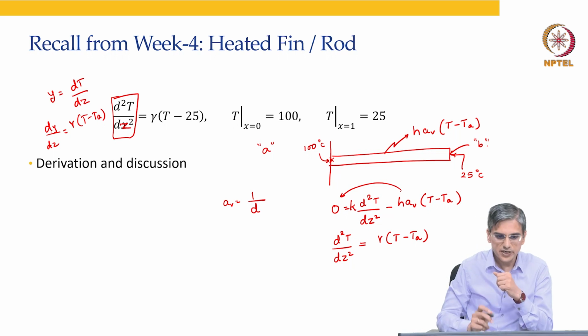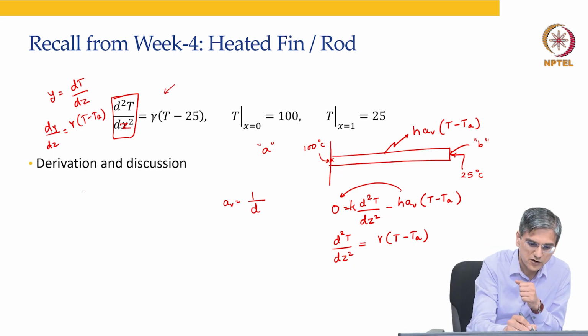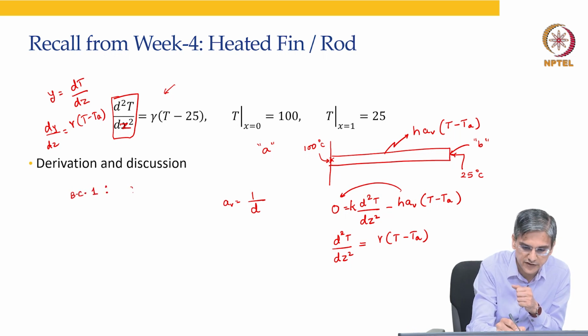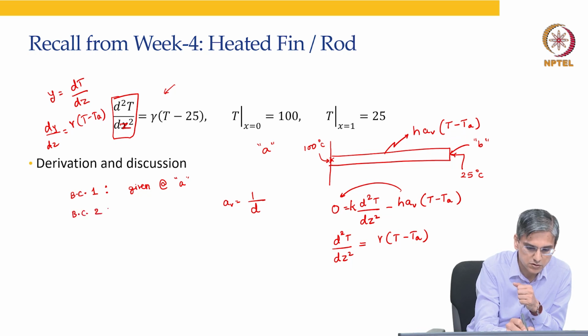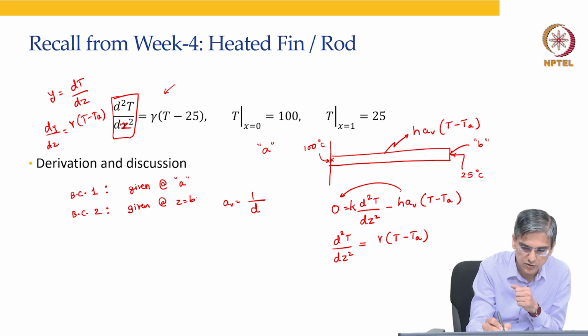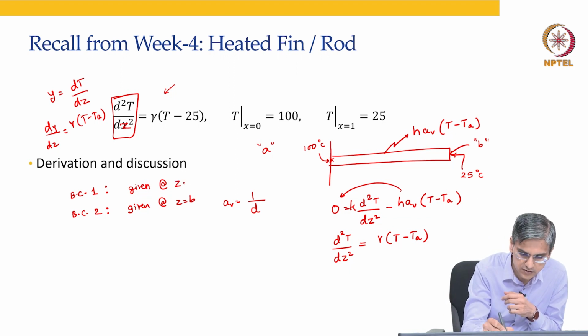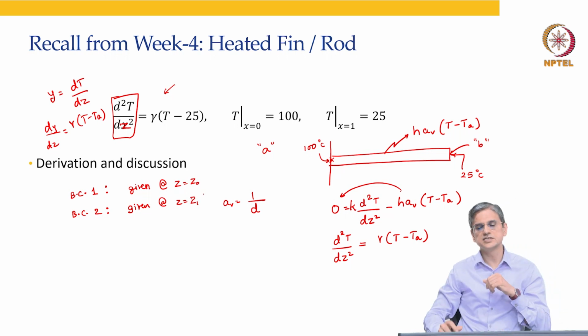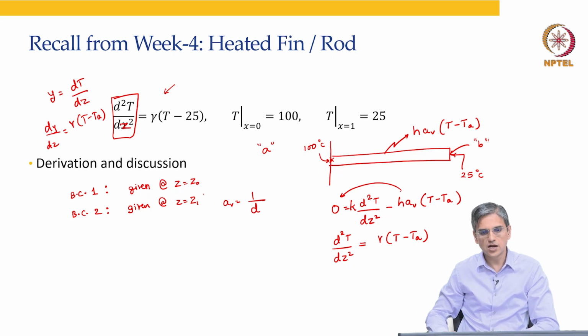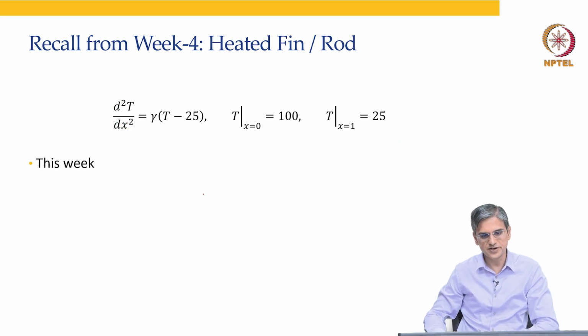So, to recap, in addition to the equation of this type, we are given one boundary condition, BC1, at z equal to a, and BC2 given at z equal to b, or we can call this given at z equal to z naught and given at some z equal to z1. That is how we have the boundary conditions specified.